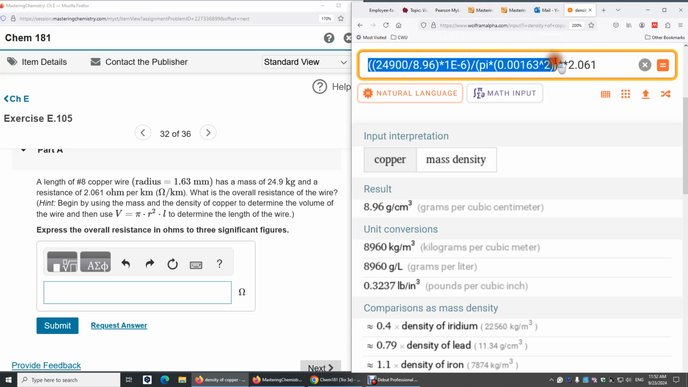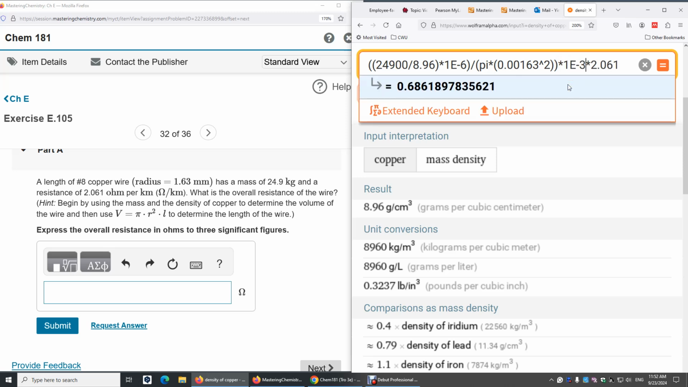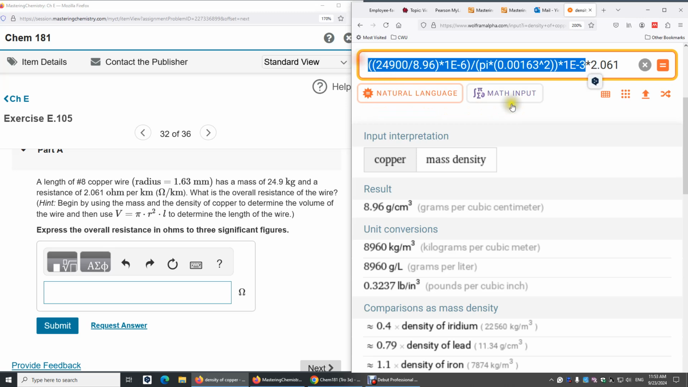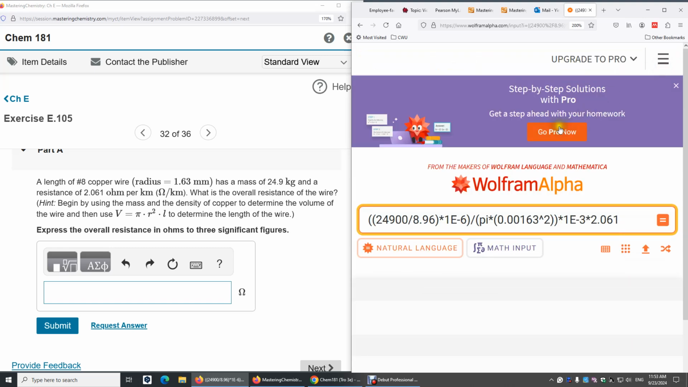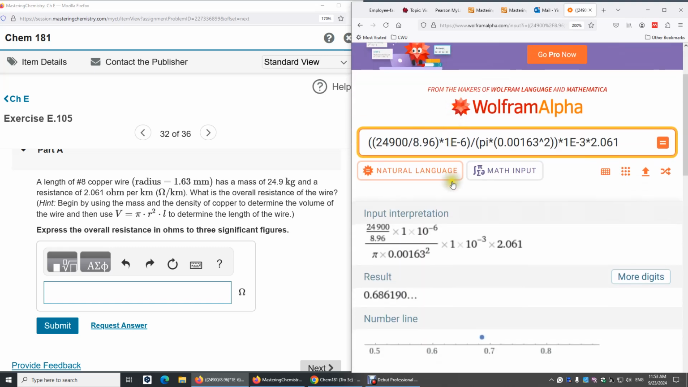We're not done yet, because over here we have the length in meters. We want to convert it to kilometers. So this is how we get the length in kilometers, and then multiply by this conversion factor, 2.061 ohm per kilometer, to get the answer. It's going to be 0.686 over here.